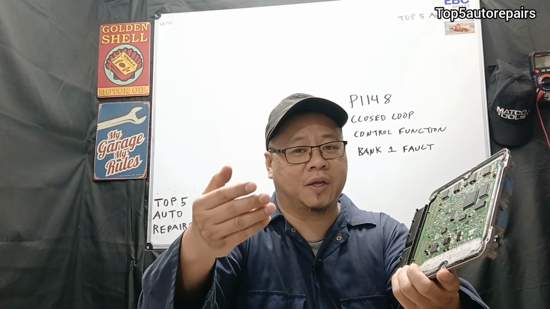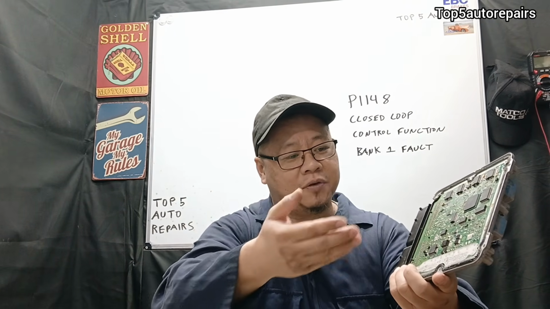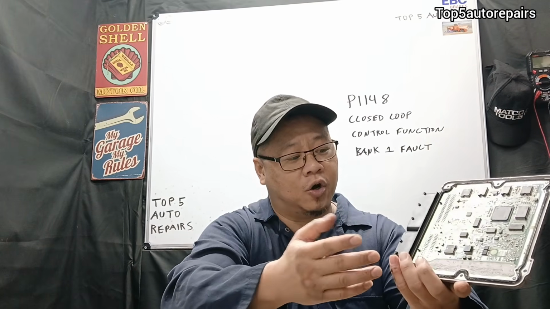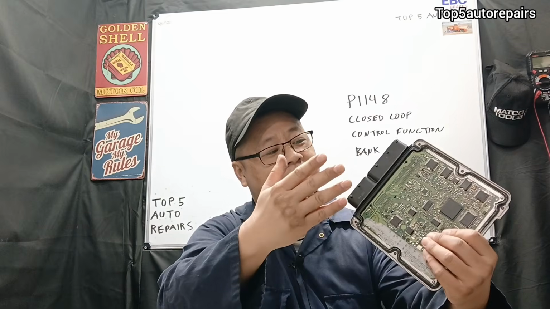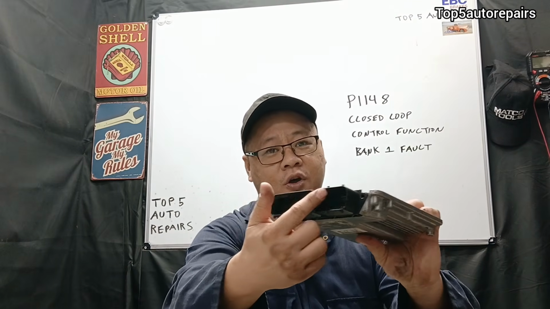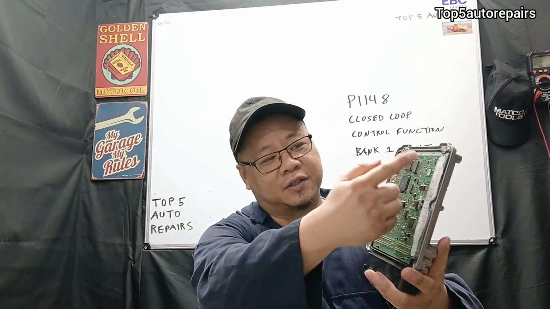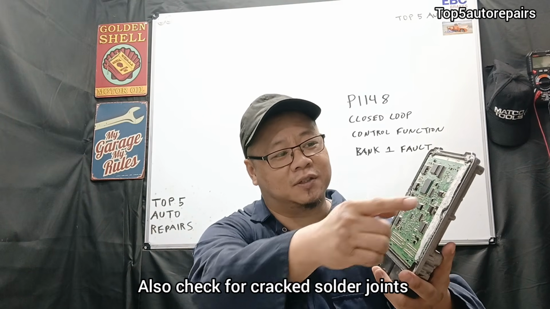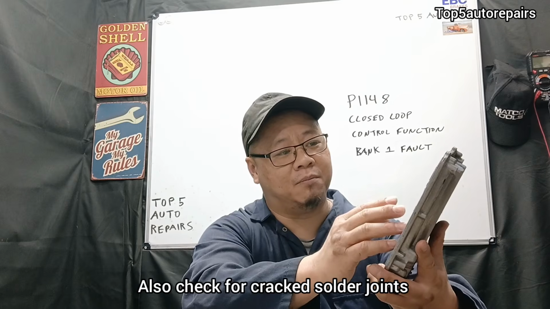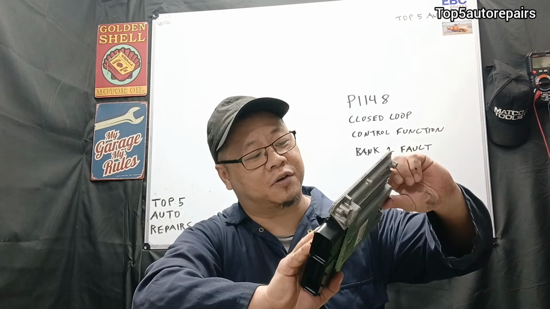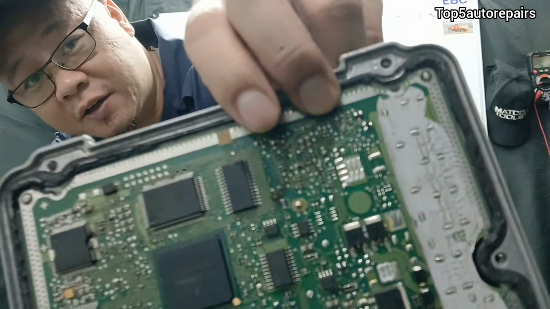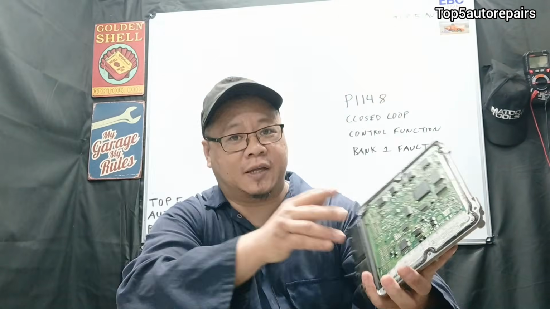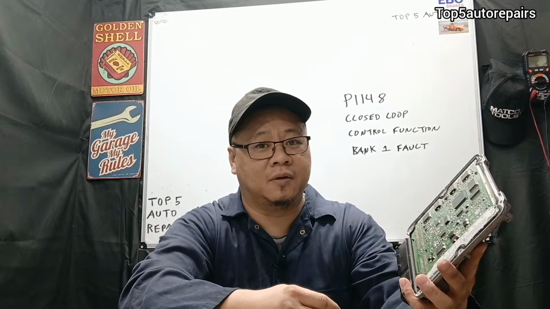The next reason why you get P1148 code is because maybe you got a bad computer. When the computer starts to fail, of course, it can trigger that code. So it is important to check the connector, make sure the connector is not loose or corroded, and also make sure that the circuit board itself is not burnt. One thing I like to do is sniff the circuit board to make sure it is not burnt. If you look at the circuit board, you can see that there's a burn mark right there. So that's how you know that circuit board is going to be bad.